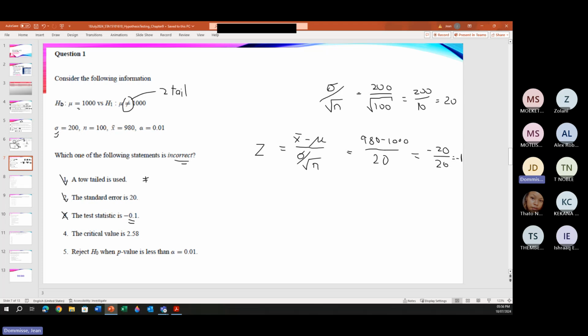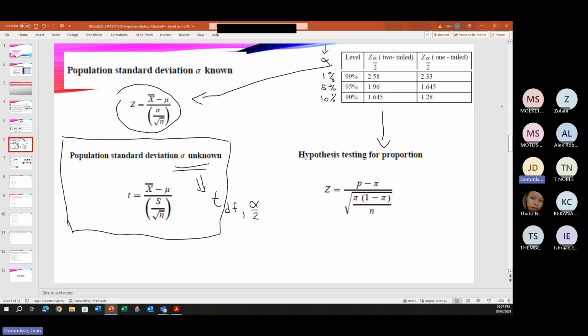Then just some other things. Critical value. So the critical value where alpha is equal to 0,01, where it is a two-tail. So we can use the table out of your study guide. So let's just quickly go to it. Alpha 1, where it is two-tail, we see that Z is 2,58.